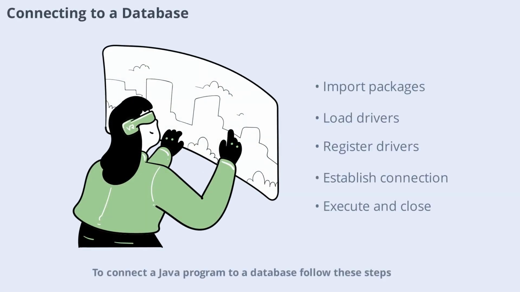To connect a Java program to a database, follow these steps. Import the necessary packages, load the drivers using forName, register the drivers with Driver Manager, establish a connection using the Connection class, create a statement, execute the query, and finally, close the connection. These steps ensure a reliable and efficient link between your application and the database.